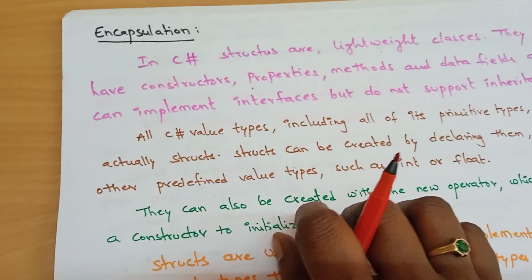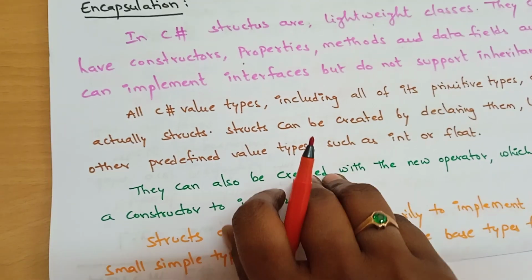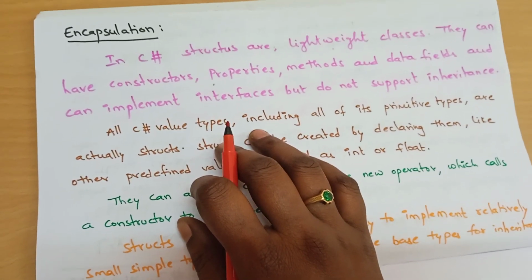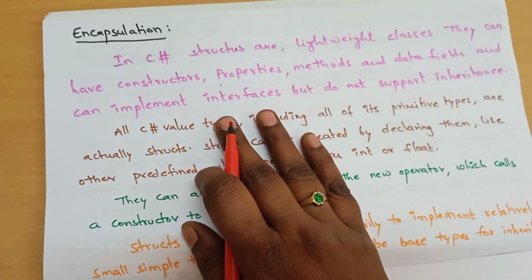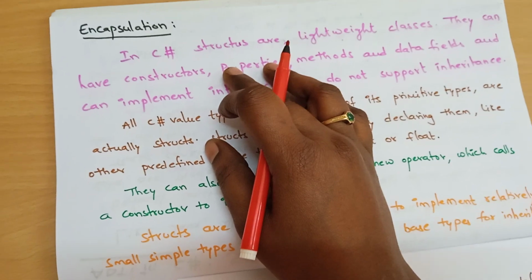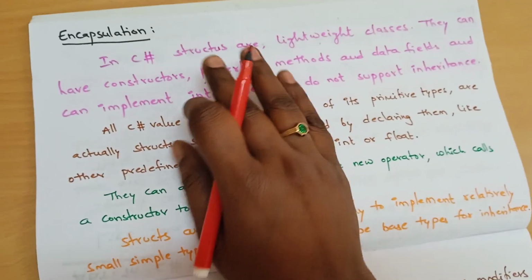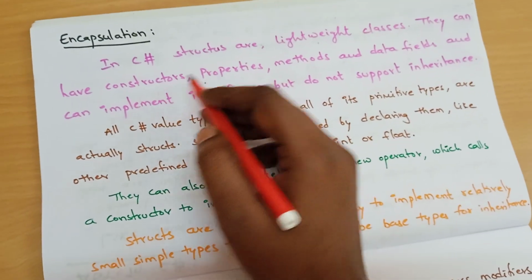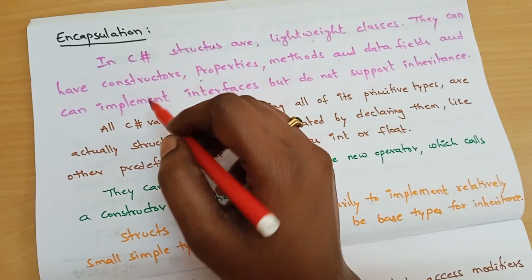So C sharp is an object oriented programming language, and it's also a component based programming language. That means script based programming language. So as I'm telling, it is an object oriented programming language. Now you can understand it will support all object oriented programming features. One among them is encapsulation.